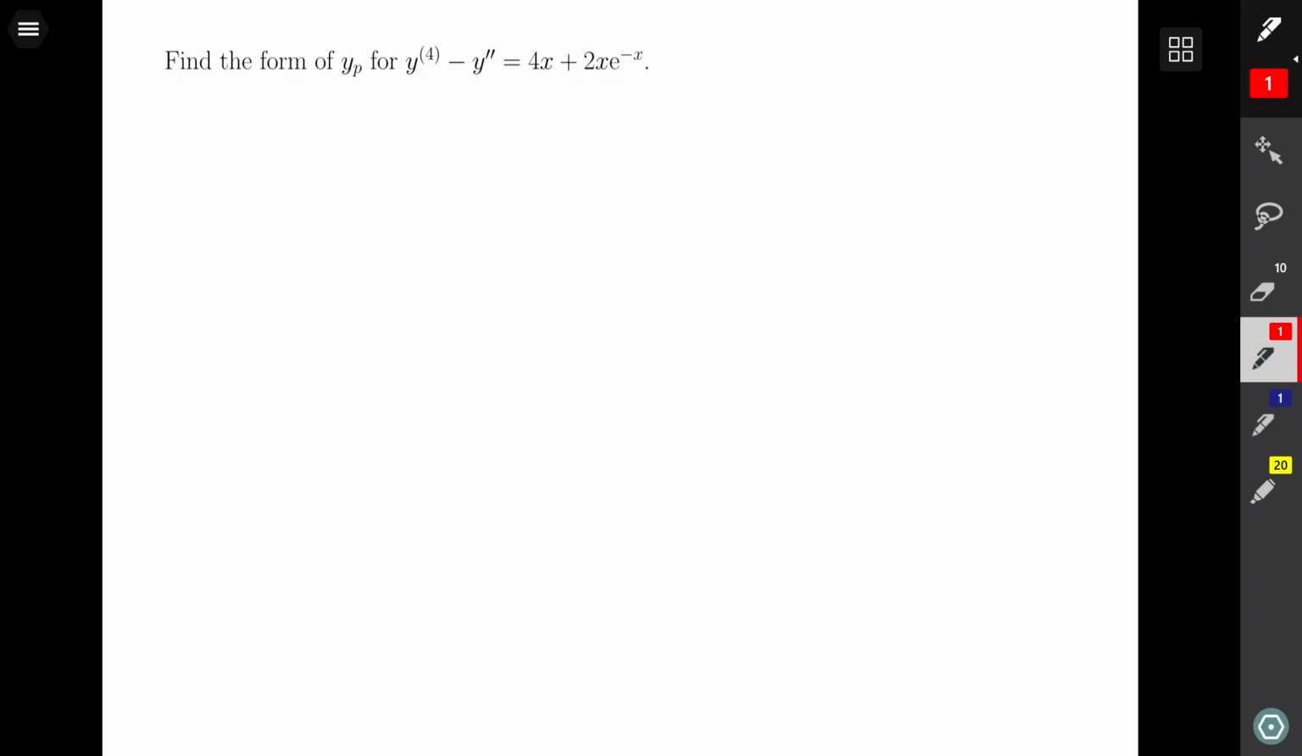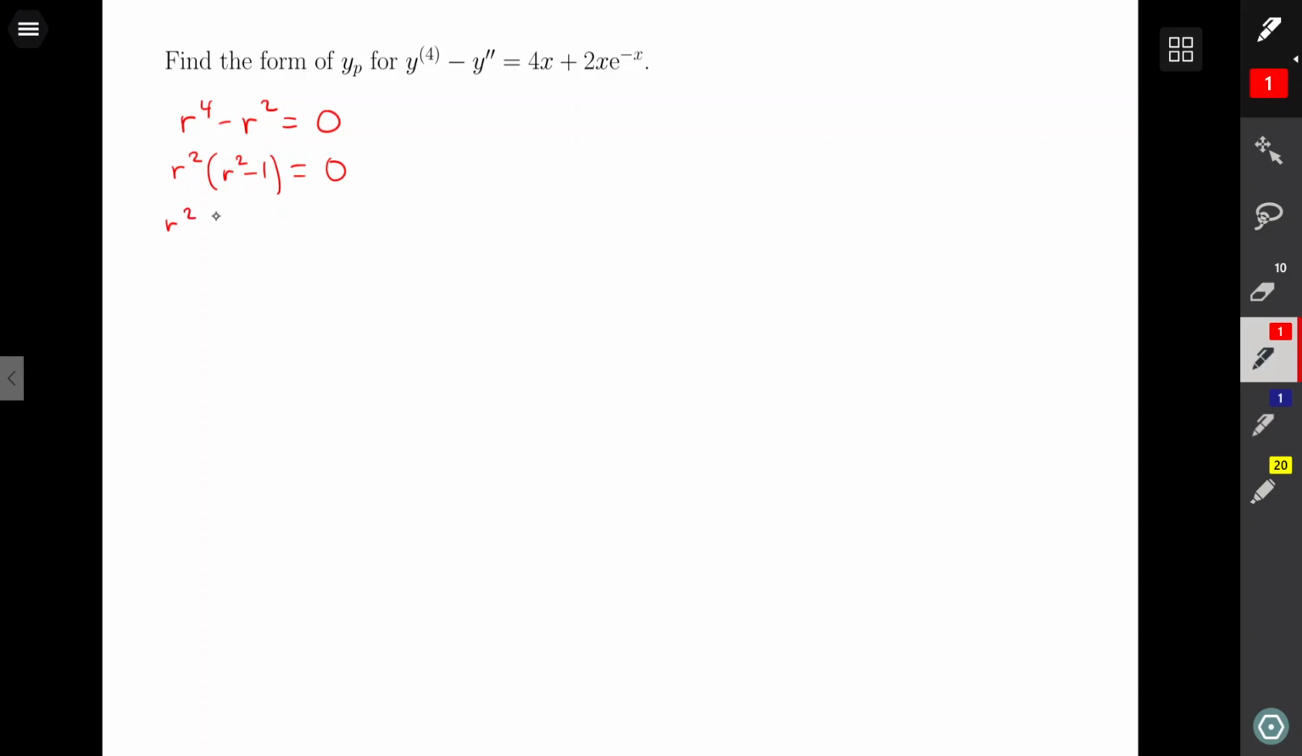So if you haven't seen higher order equations before, they work exactly the same way. You have an auxiliary polynomial that has powers of r matching the derivative orders. So the auxiliary polynomial here is going to be r to the fourth minus r squared, and you set that equal to 0. So I put a higher order equation so that we could look at multiplicities that are higher than 1.